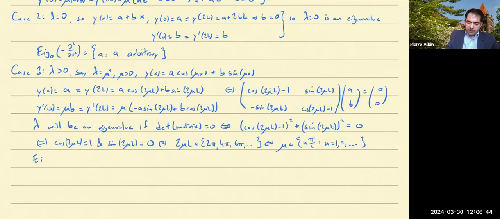Okay, so μ² is the eigenvalue. So the eigenvalue would be (nπ/L)², and the corresponding eigenspace would be A times cosine of nπ over L x plus B times sine of nπ over L x, such that A and B are arbitrary.